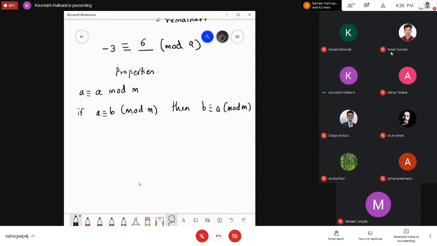In previous example, can't we assume Q is 1 by 3? No, Q is an integer. We are only dealing with integers here. Okay. So A is congruent to B mod M, then B is also congruent to A mod M.